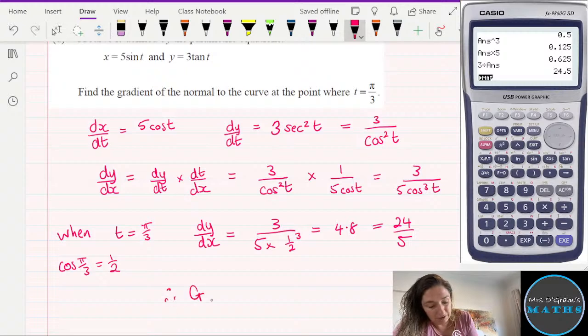So the gradient of the normal, which was asked for in the question, is the negative reciprocal of that. So we make it minus and we flip it over.